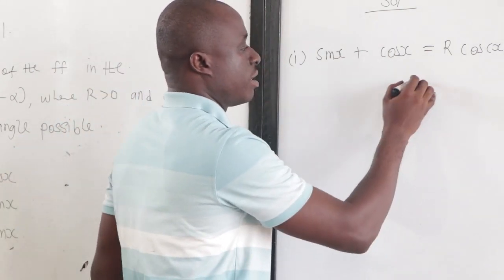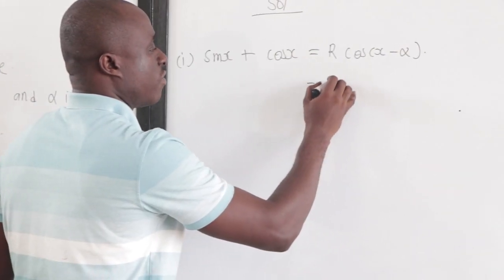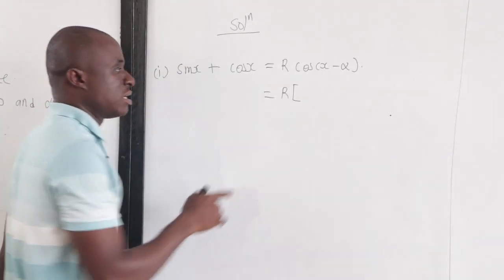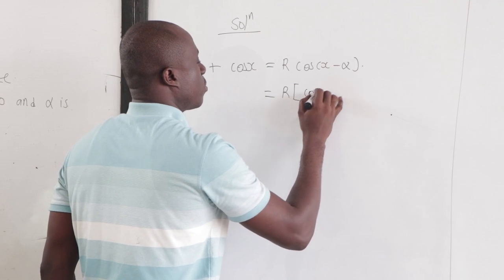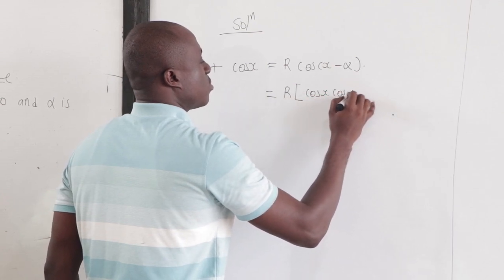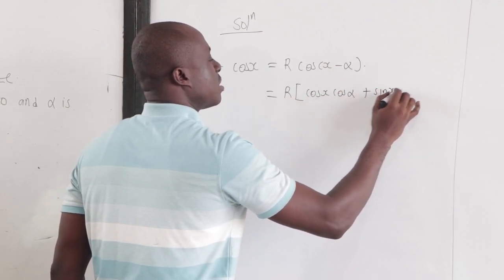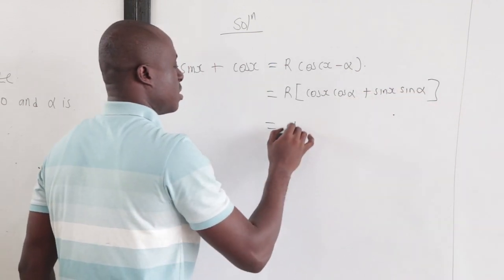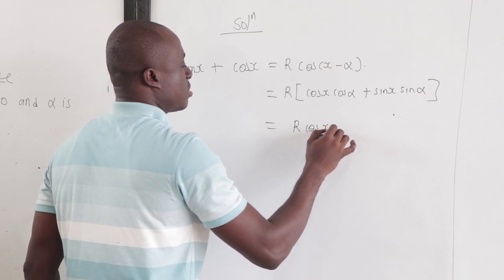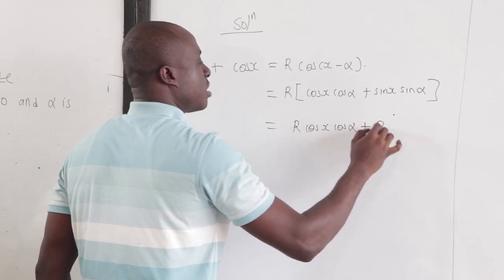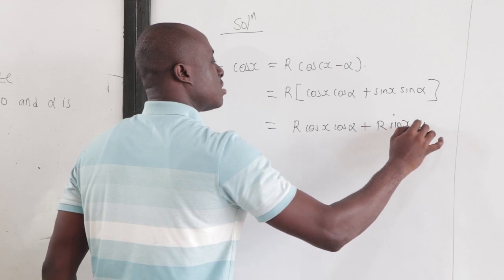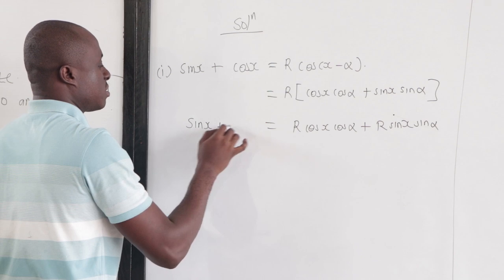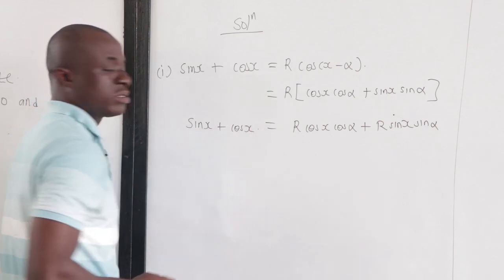Now let's factorize the right hand side. So you have r, and this r is multiplying everything inside. So you have cos x cos alpha plus sine x sine alpha, and this is just r cos x cos alpha plus r sine x sine alpha, and we have sine x plus cos x.